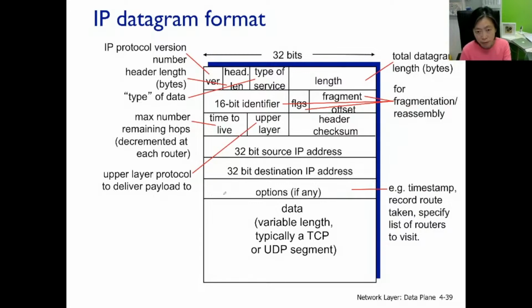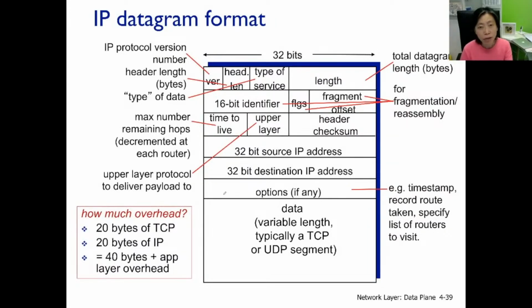Now, if you sum the header size together, each row is 32 bits, so it's 4 bytes per row, and how many rows do we have? 1, 2, 3, 4, 5 minimum, right? So that's at least 20 bytes. So the IP packet header itself is 20 bytes. We didn't count the TCP packet header explicitly, but it's also 20 bytes. So that's at least 40 bytes of header in a packet.